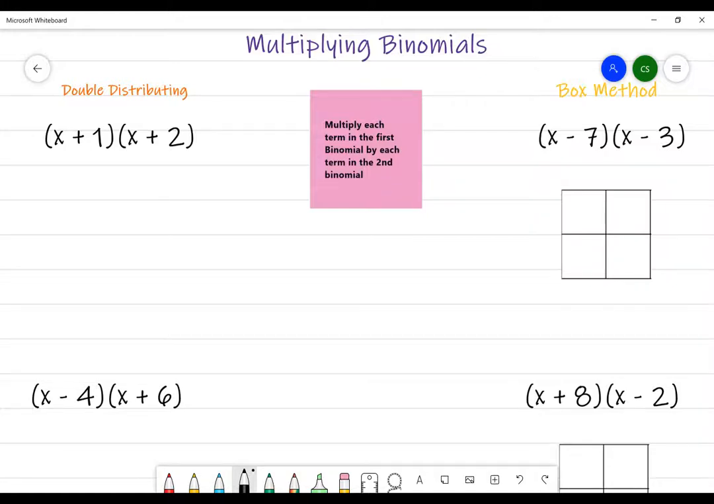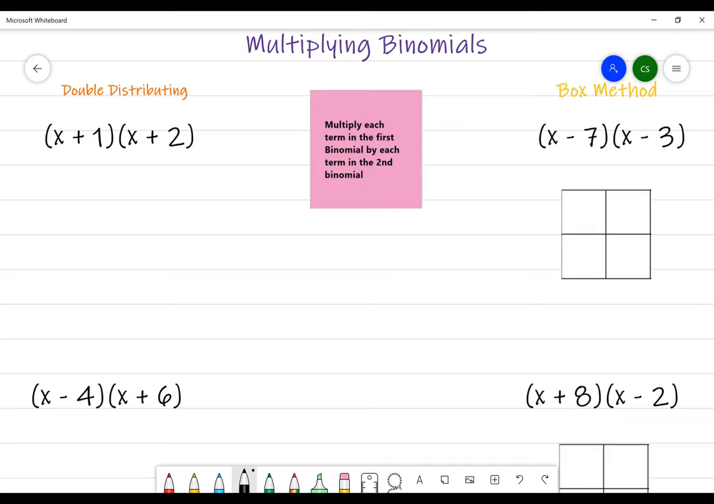All right, today we are multiplying polynomials, starting off with multiplying binomials. Binomial, two terms. So we'll be multiplying a binomial by a binomial. I'm going to show you two methods. Double distributing, which is what we learned yesterday, multiplying a monomial by different polynomials, and then the box method, which is like an area model. It kind of keeps the terms organized. I like both. I'll show you both.